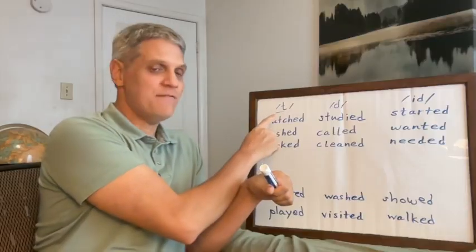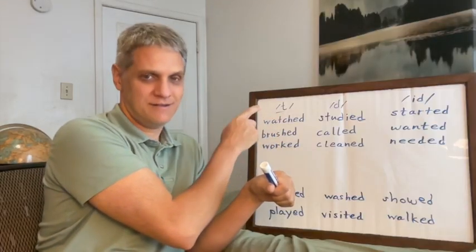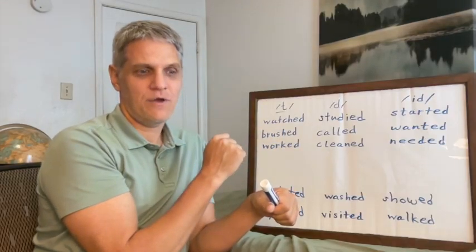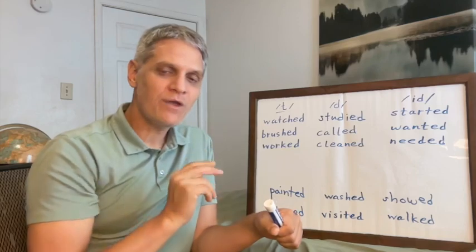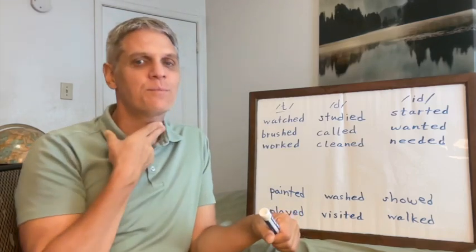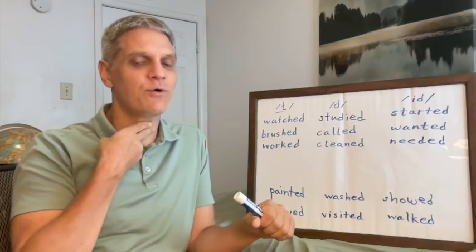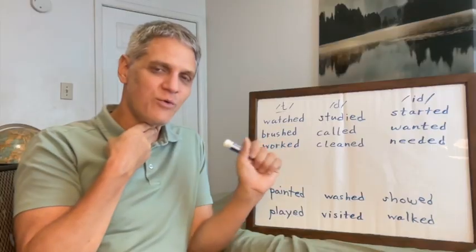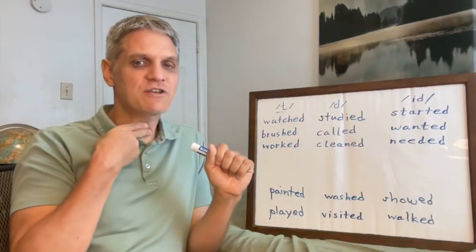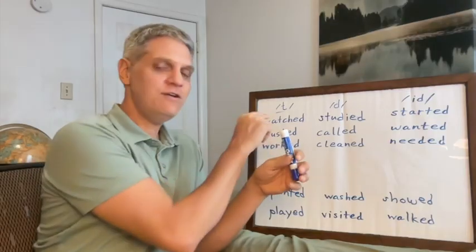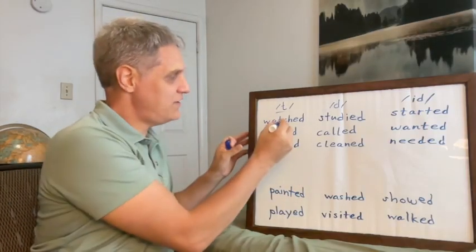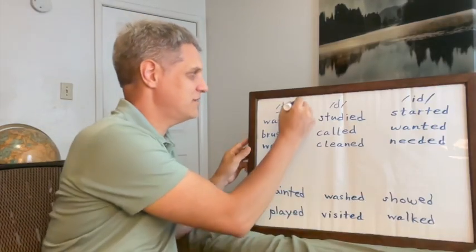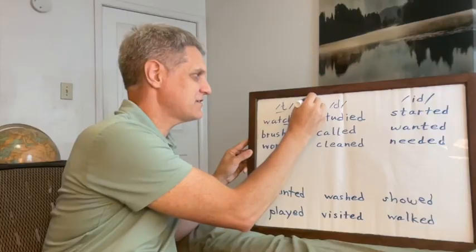So the first ones we have here, t. The first example, watched. What I want you to do is put your fingers on your throat and then say watched. In fact, let's just start with watch. You can hear that this CH, we call it a voiceless sound. So this is going to be voiceless.